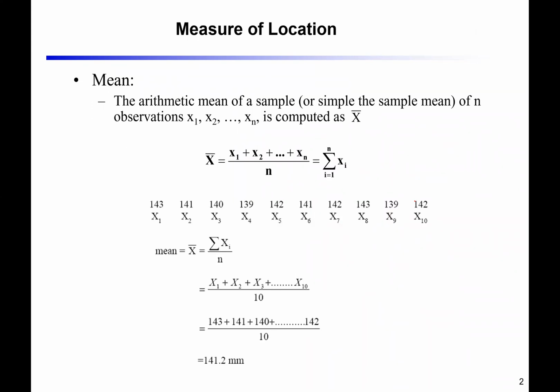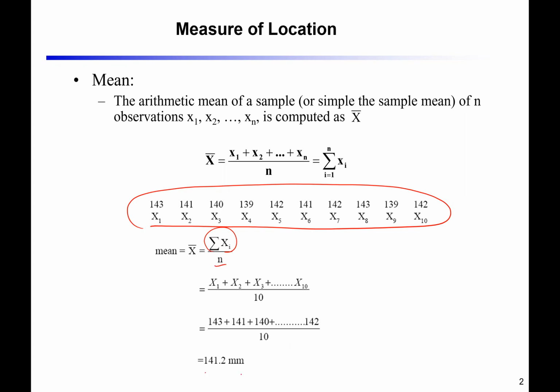So what is a mean? Everybody pretty much knows what the mean is. The mean of a sample, or the sample mean, is called X bar. You just sum all the observations together and divide by n. Those are all the numbers we got, and then we add them together and divide by 10 because we have 10 observations. So this is what we got, 141.2. This is how we calculate the mean.